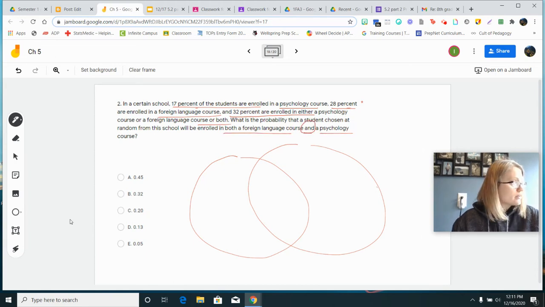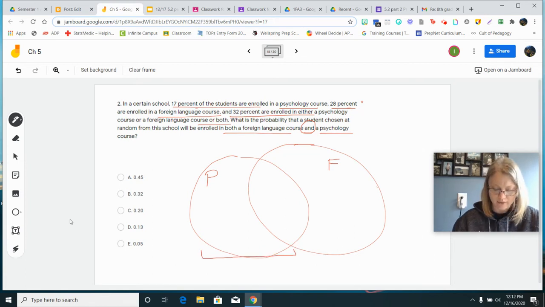So first of all, I want to define my two events. So I have being enrolled in a psychology course, I'll just call that event P, and being enrolled in foreign language, I'll just call that event F. So now I want to look at my numbers. So it says 17% of students are enrolled in a psychology course. So this circle should add up to 17%.